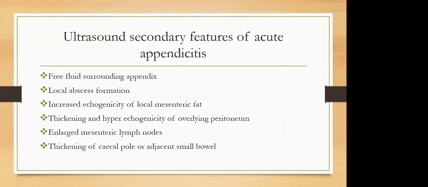We look at the ultrasound secondary features of acute appendicitis. Is there fluid surrounding where the appendix might be, around the base of the appendix, the base of the cecum? What about local abscess formation? Is there any increased echogenicity of local mesenteric fat? You look for thickening and increased echogenicity of the overlying peritoneum. Are there any enlarged mesenteric lymph nodes? What about thickening of the cecal pole and adjacent small bowel? If you find all these things, you have to document it, because you may say, I didn't find the appendix, but I found this A, B, C, D.